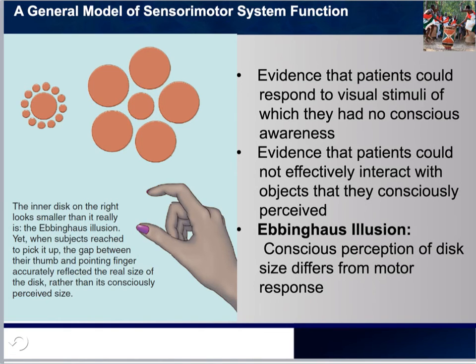Please note that the opposite is also true. There is evidence that shows that patients could not effectively interact with objects that they consciously perceived. That is to say that they may have been aware of something that was in front of them, but yet they could not get their movement to interact with that specific part.